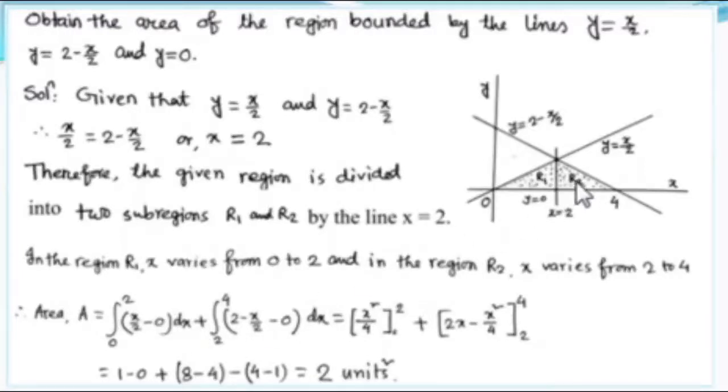Similarly, for the second region, upper curve is this line. Equation of this line is what? y equals 2 minus x by 2. And lower curve is what? This line, that is x-axis. Equation of x-axis is y equals 0. এইভাবে ফার্স্ট ইন্টিগ্রাল সেকেন্ড ইন্টিগ্রাল করবে, আপার লিমিট বসাবে, লোয়ার লিমিট বসাবে, ক্যালকুলেট করে we get the result. Area is 2 unit square.